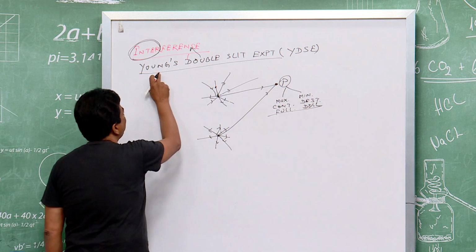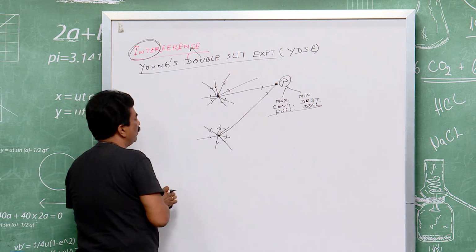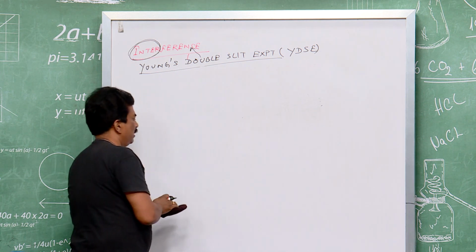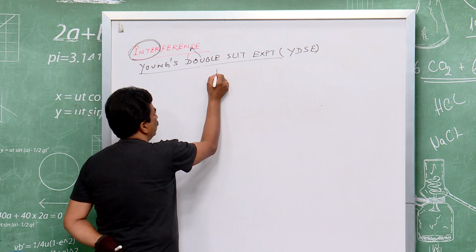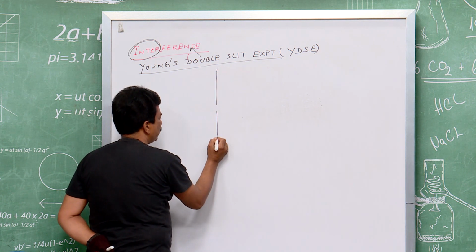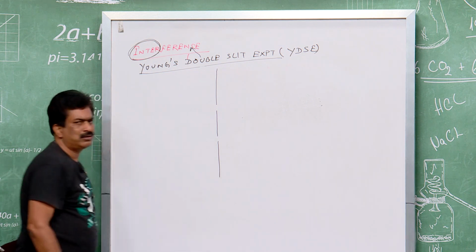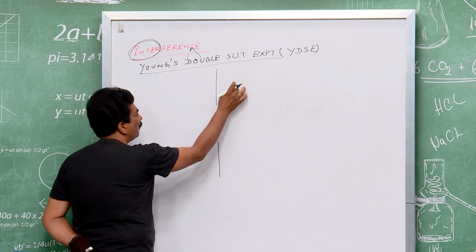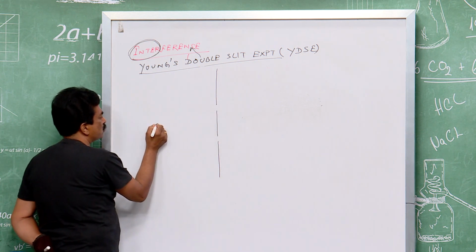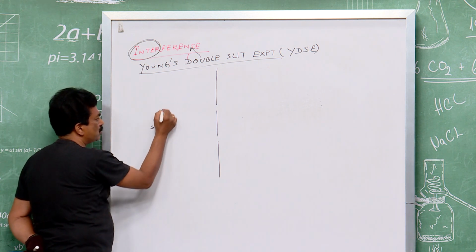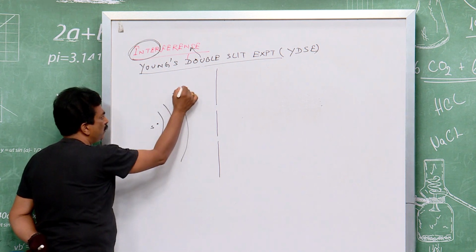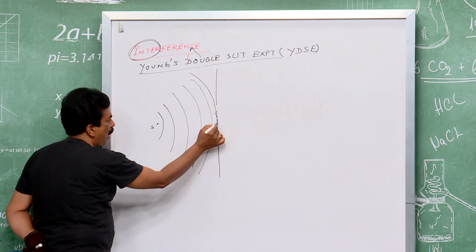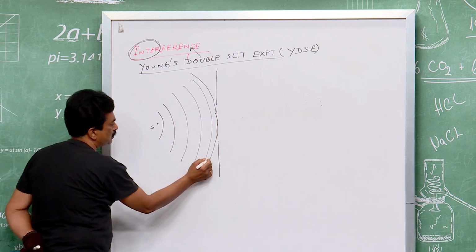Regarding this, we have to discuss what happens in Young's double slit experiment. Double slit means two slits, where a slit is a passage. Suppose this is one slit and this is another slit. We have taken two slits, and the waves come and pass through them. Suppose we have a source, and from this source the light proceeds.